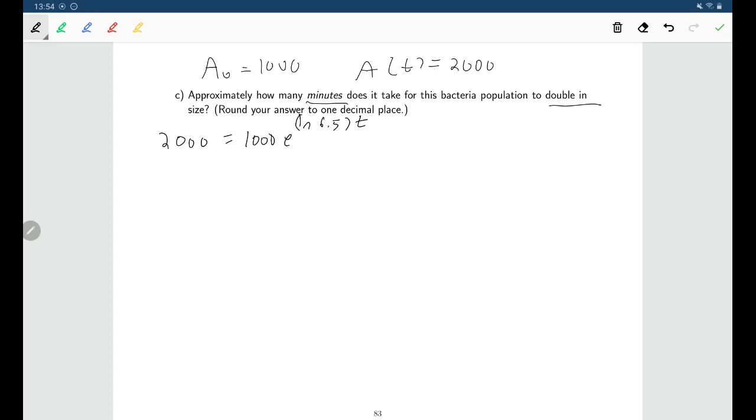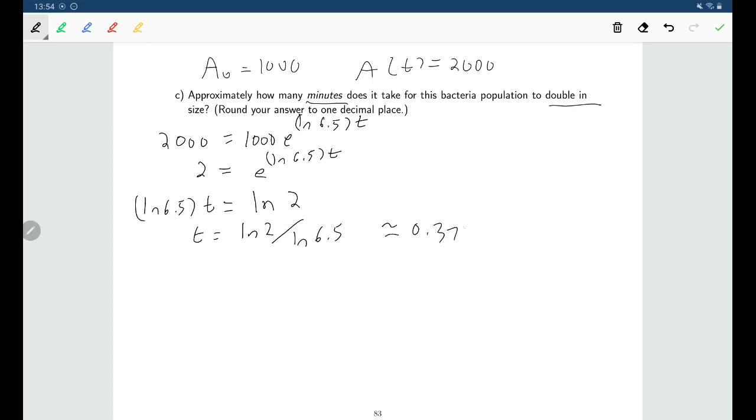And I'm going to just solve for t now, first by dividing both sides by 1,000 to help me isolate that exponential function. And then I'm going to rewrite this equation as a log. So instead of e to the power of, it will be log base e, or natural log. And I'll switch the outputs and the inputs. And I can solve for what t is here. It should be then natural log of 2 divided by natural log of 6.5. And that gives me about 0.37031. And this is in terms of hours.